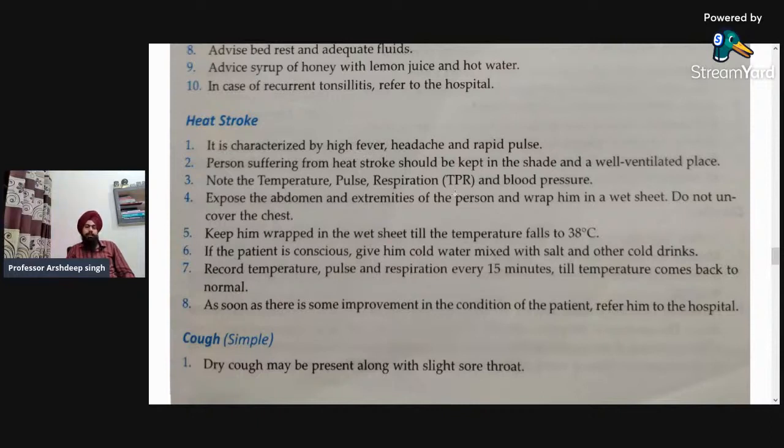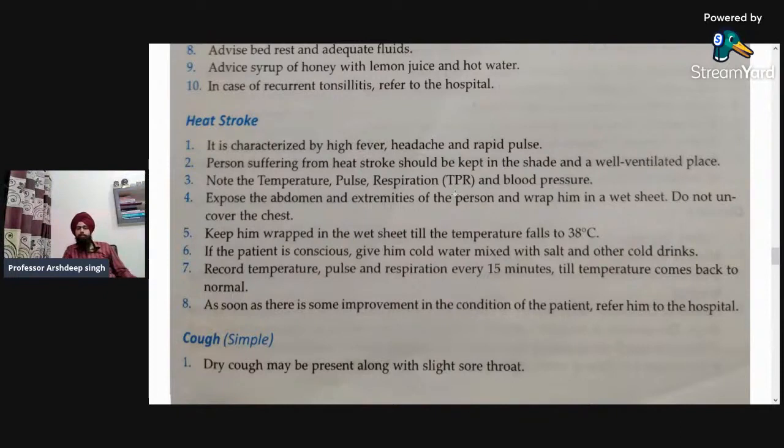Expose the abdomen and extremities of the person and wrap him in a wet sheet, because the body is suffering from the heat stroke and is heated up. So we have to wrap him or her in a wet sheet to provide a cooling effect. Do not cover the chest. Keep him wrapped in the wet sheet till the temperature falls to 38 degrees centigrade. So we have to lower the temperature of the body to 38 degrees centigrade.